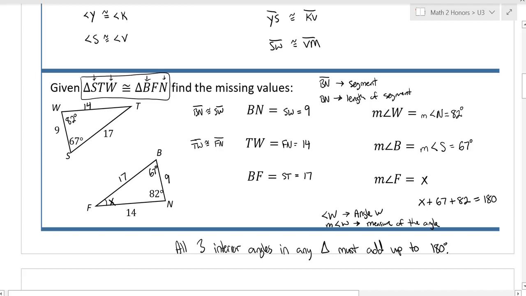And so we have a little equation to solve. I'm going to add 67 and 82, and we're going to get 149. So we got X plus 149 is equal to 180. Subtract 149 from both sides, and we're going to get X is equal to 31, and we're talking degrees here. And there you go.